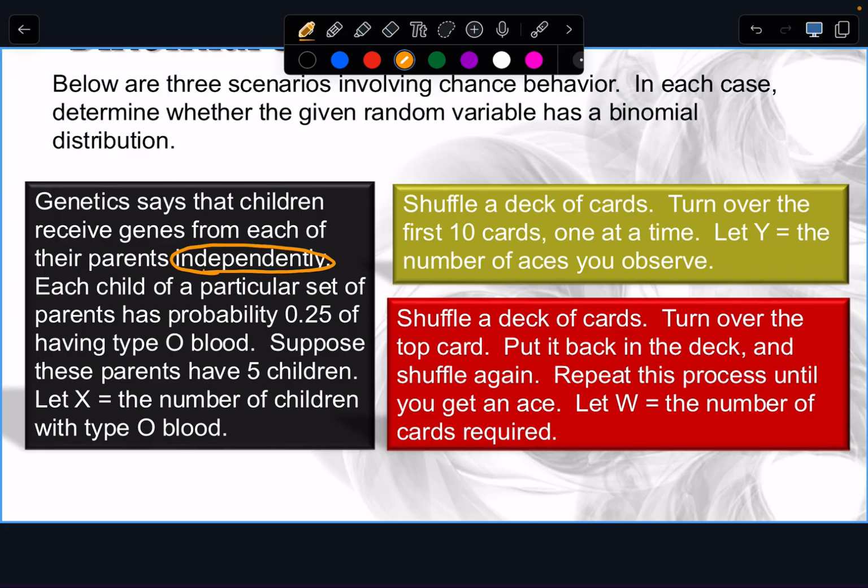In the last example, we shuffle a deck of cards, turn over the top card, put it back in the deck and shuffle again. Repeat this process until you get an ace. Let the random variable W be the number of cards required. So now as we start going through our list, do we have 2 outcomes? So do I have a success? What would the success be? An ace. My fail would be anything else. So 2 outcomes.